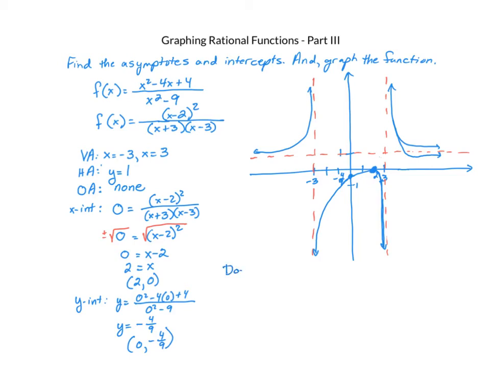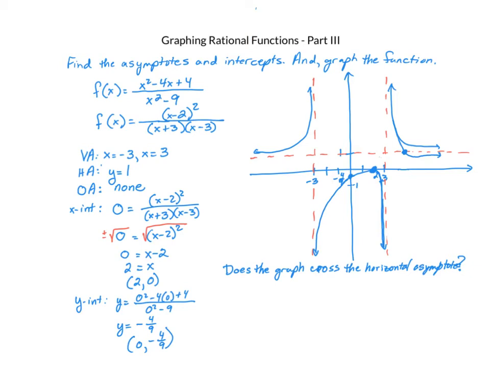So let me write that. Does the graph cross the horizontal asymptote? And in this case, that means, is there a point on the curve in which the y value equals 1? In other words, is there a point that exists on the graph that would look like this? Let's see if we can find one.